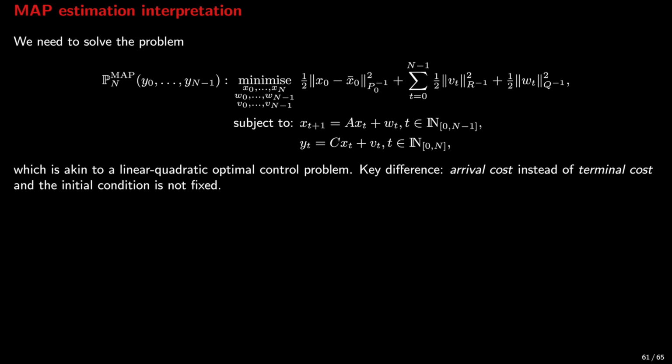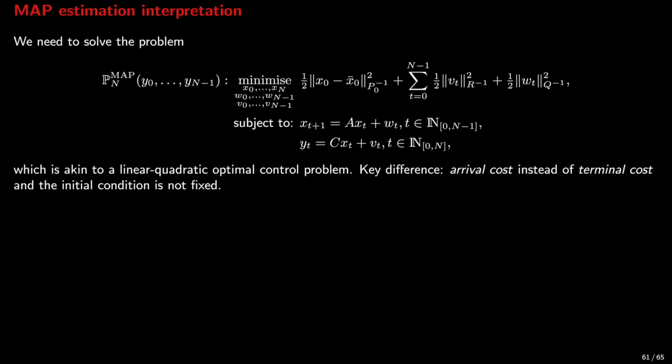Let's see what we have here. The objective of this problem is to determine a sequence of state estimates x0 to xn that minimizes this objective function, taking into account the system dynamics and output equation.